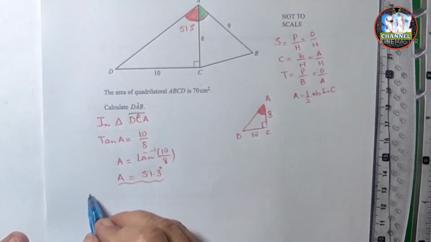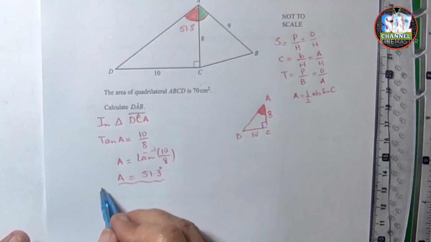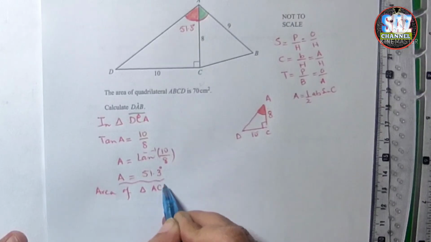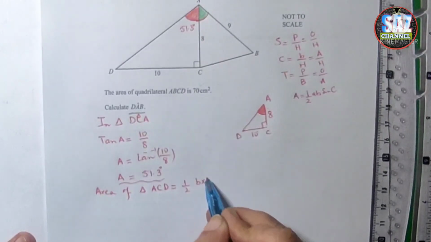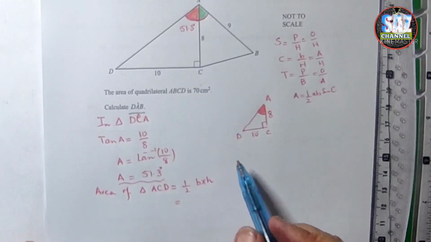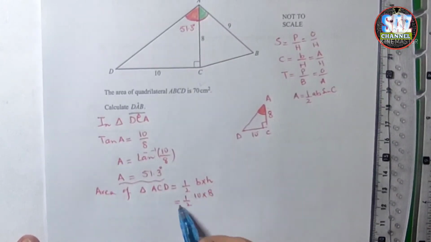So after this, what we have to do is find the area of triangle ACD. Area of triangle ACD equals half base into height. You should have a good command of the formulas, because most of the questions require the formula half into base 10 multiplied by height 8. Now 2 ones are 2, 2 fours are 8, so it means 10 times 4, which is equal to 40 centimeter square. So the area of triangle ACD is 40 centimeter square.